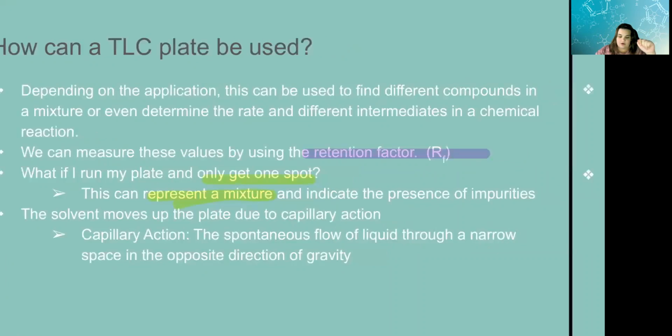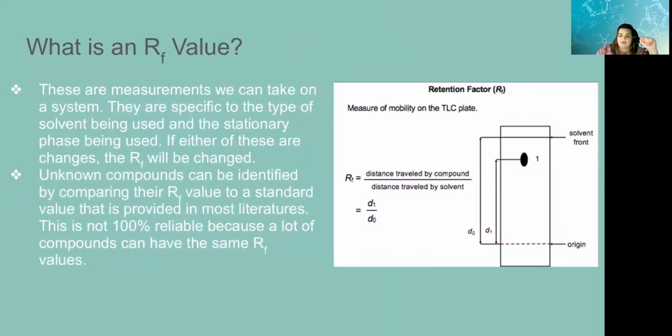Okay? All right. RF value, make sure you know this formula. So RF is the distance traveled by the compound divided by the distance traveled by the solvent. And when we're doing this, you're going to use the middle of that dot there. Okay, so make sure you know how to calculate RF. It's the distance of the compound over the distance traveled by the solvent, which is from origin to solvent front. Okay. What do you guys remember about RF values?